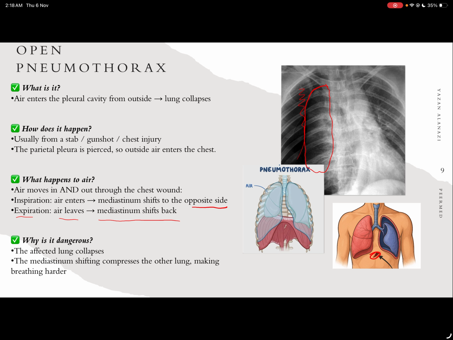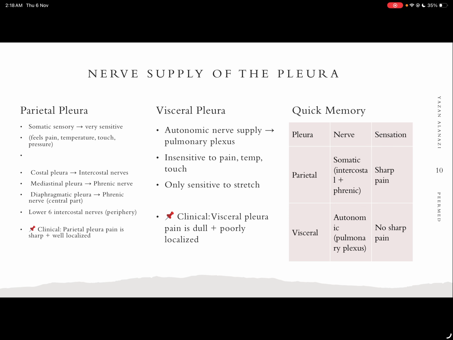Okay, why is it dangerous? The affected lung could collapse. The mediastinum shifting compresses the other lung, because if this lung collapses, all of the oxygen and all of the pressure is going to go to the other lung, isn't it? Making breathing harder for the patient.